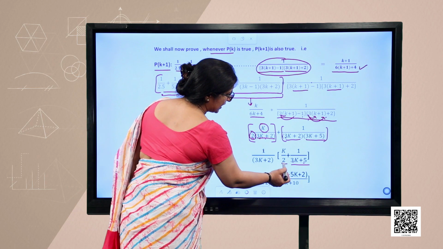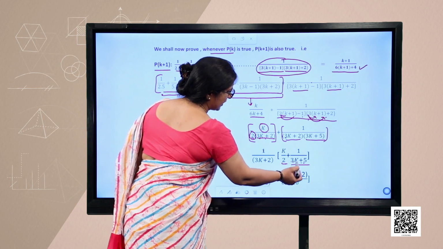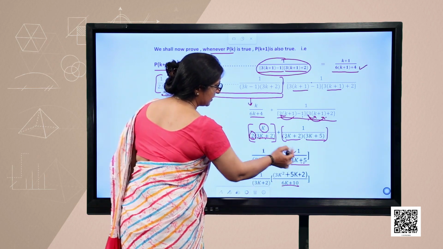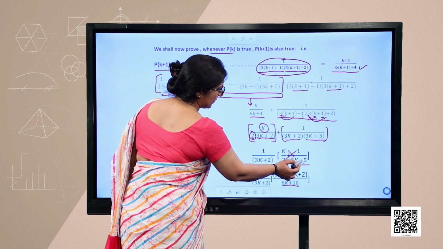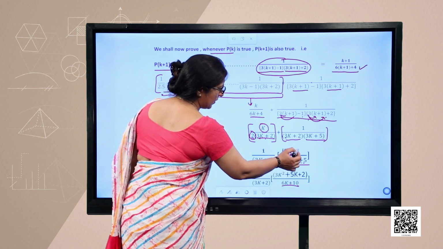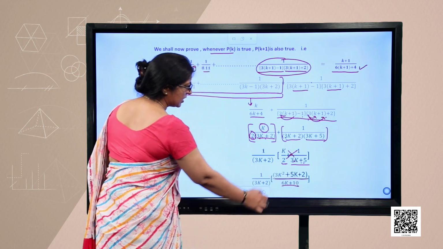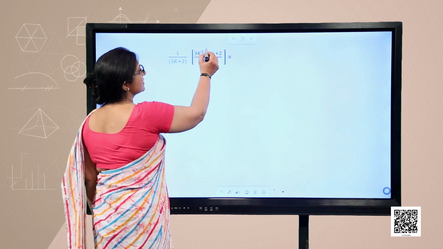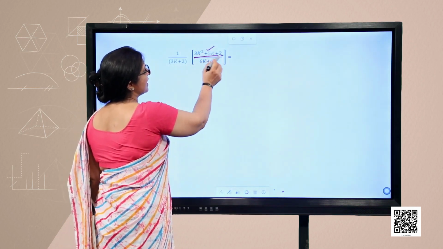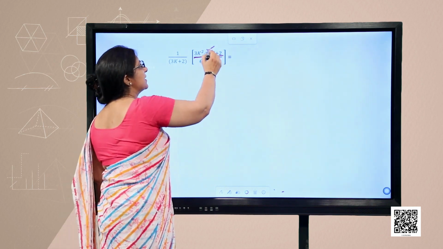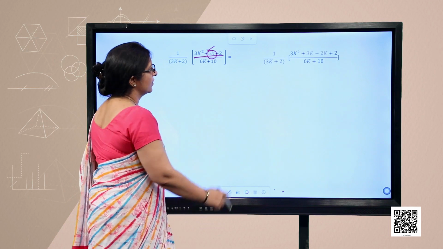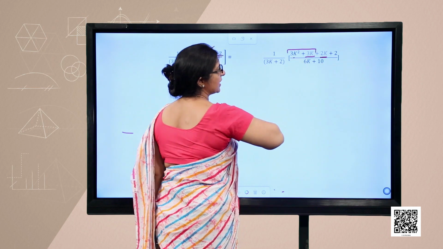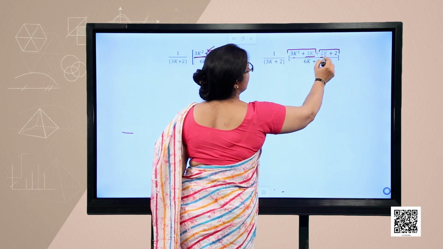Here, after taking the LCM of these two terms, 2 and 3k plus 5, the LCM is 6k plus 10, and cross multiplying it with these terms, k multiplied by 3k plus 5 and 2 multiplied by 1, we will get this expression, which is a quadratic equation. Now as you can see in this numerator, we have this quadratic equation, where 5k is the middle term, which can be broken into 3k plus 2k. From these two terms we can take 3k outside, and from these two terms we can take 2 common.